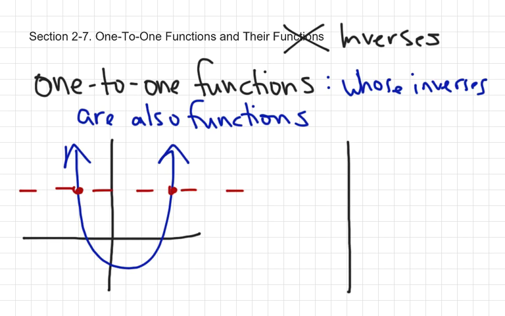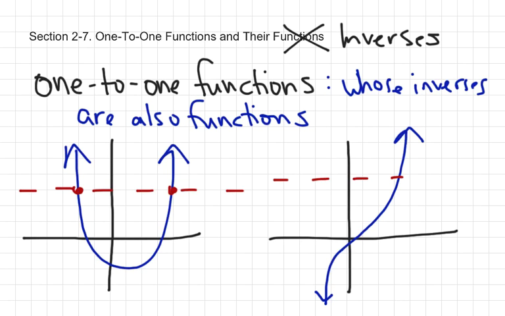But if I instead gave you this graph, which is the graph of a cubic function, and you did the horizontal line test, it would hold true. Remember, the horizontal line test works like the vertical line test, except we use it to determine if inverses are functions, or if functions are one-to-one. So, the quadratic is not one-to-one. This one is one-to-one.